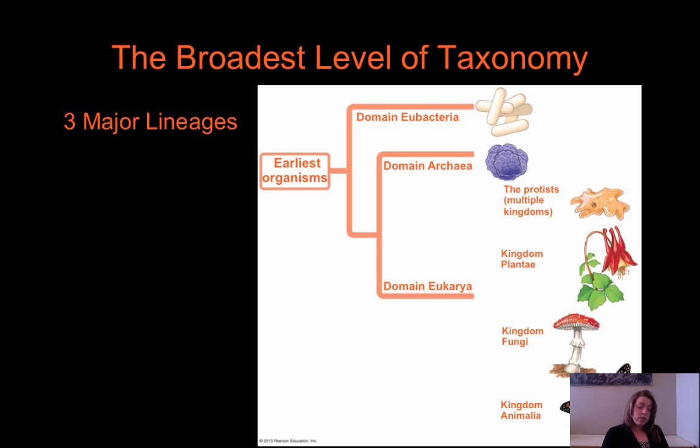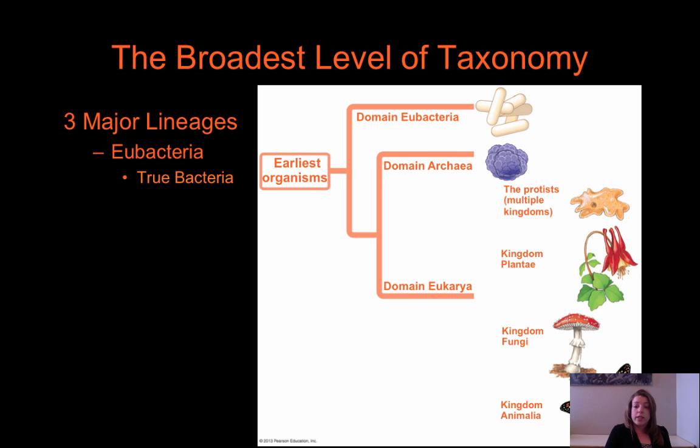Now, let's look at our levels of taxonomy a little bit closer. We'll be looking at now the broadest level of taxonomy, which is the domain level. And so in the domain level, we see that there are 3 major lineages.